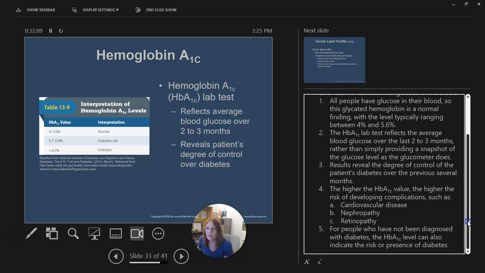The results reveal the degree of control of the patient's diabetes over the previous several months, so it gives us a clearer picture of what's going on. The higher the HbA1c value, the higher the risk of developing complications such as cardiovascular disease, neuropathy, or retinopathy. For people who have not been diagnosed with diabetes, the HbA1c level can also indicate the risk or the presence of diabetes.